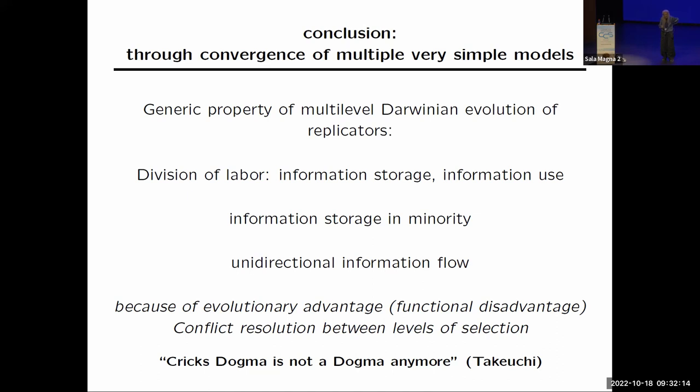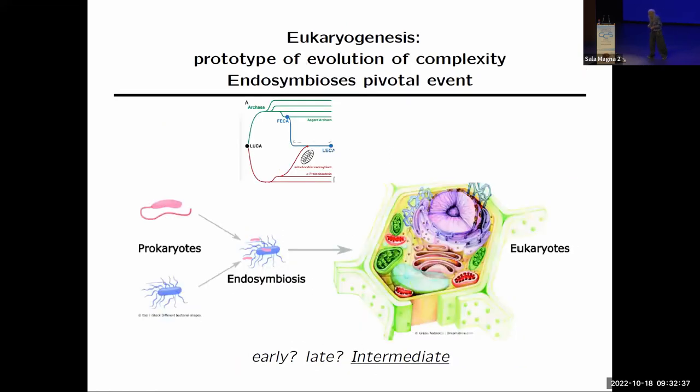is that Crick's dogma is actually a property of a multi-level evolutionary system where this second level can be an emergent property. So Crick's dogma is now not the dogma anymore, but an intrinsic, generic property of an evolutionary process. Okay, and so we go to my next example.